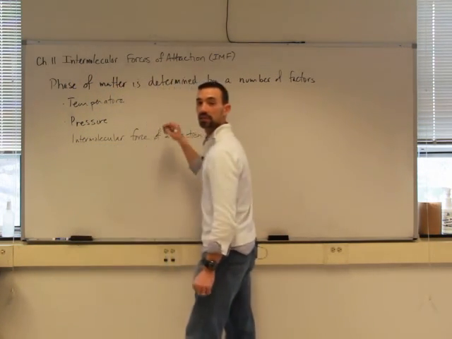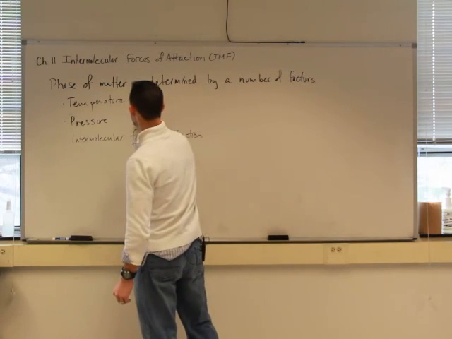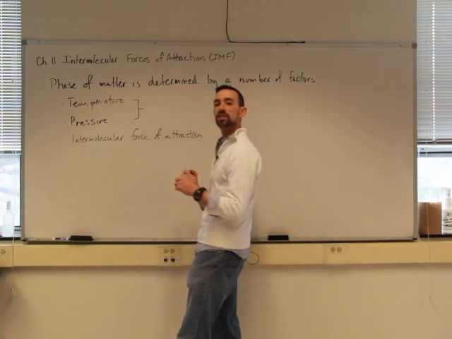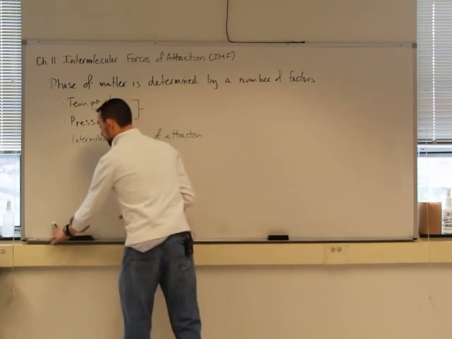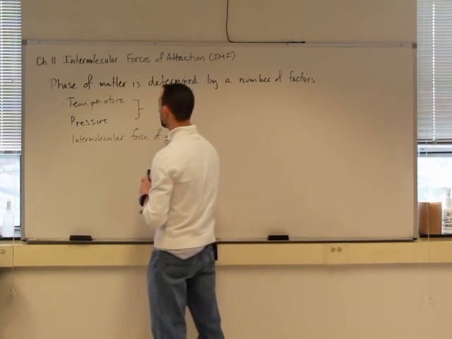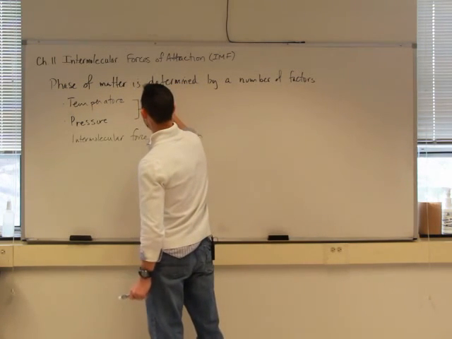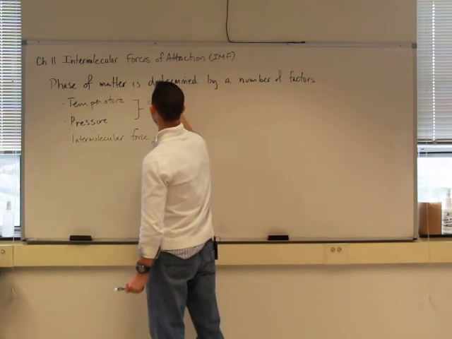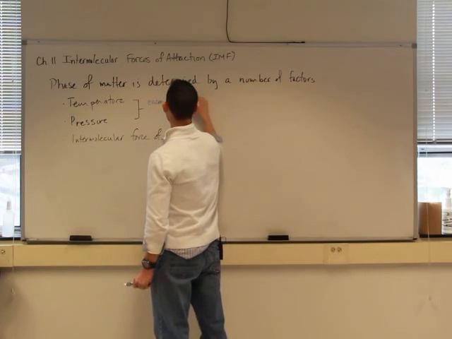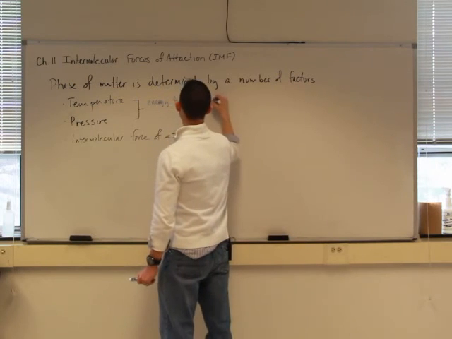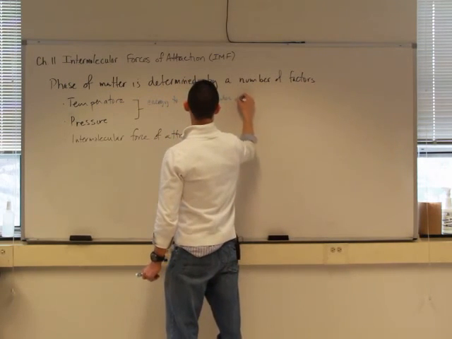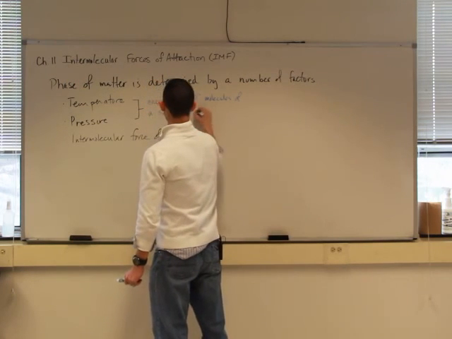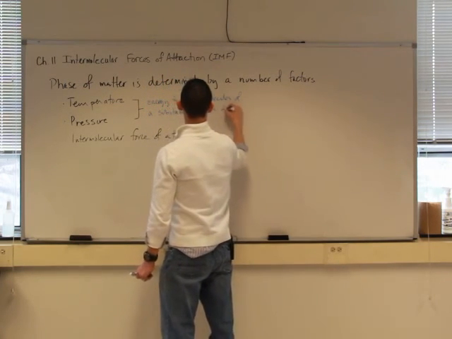I guess you could think of these first two, temperature and pressure, as things that would be trying to pull a substance apart in some sense. They're the energy available, especially from the temperature. This is what's allowing the energy to, quote, pull molecules of a substance apart from one another.